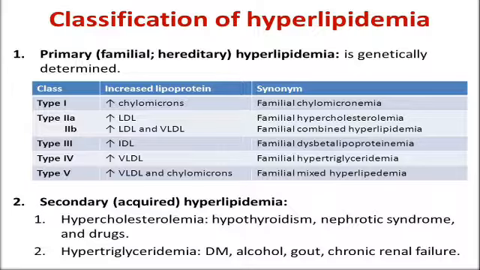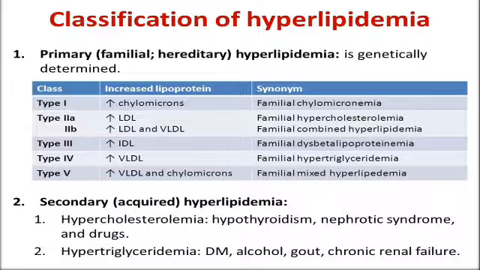Type 3 is familial dysbetalipoproteinemia. Increased lipoprotein is the IDL. Type 4 is familial hypertriglyceridemia. Increased lipoprotein is the VLDL. And the last one, type 5, is familial mixed hypertriglyceridemia. Increased lipoprotein is the VLDL and chylomicrons.